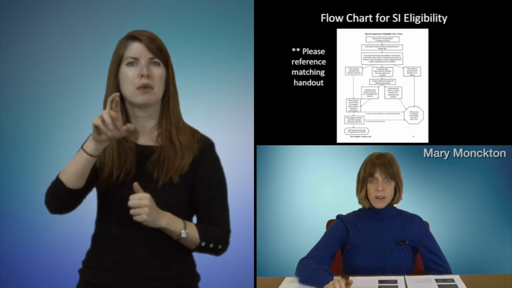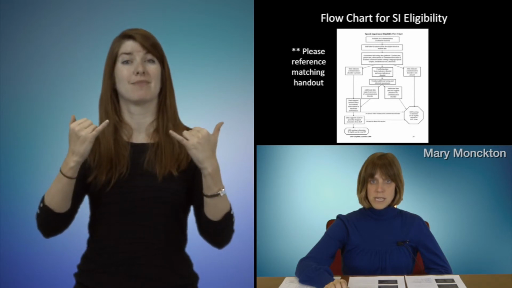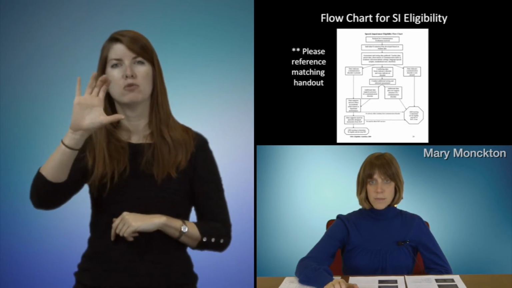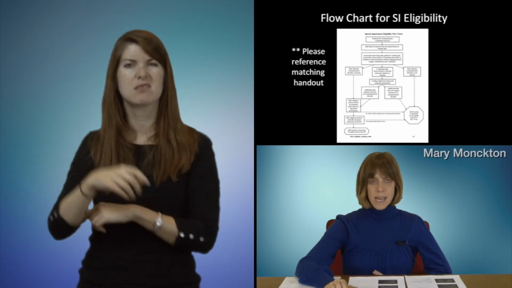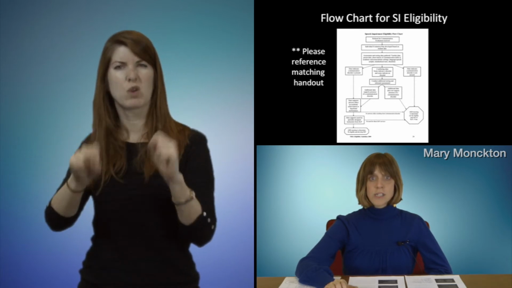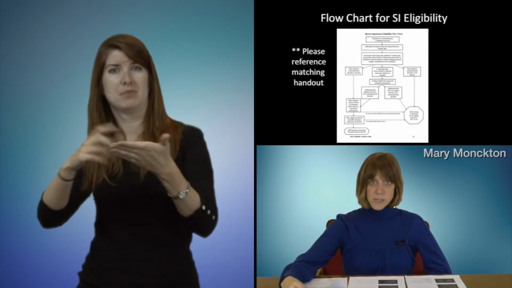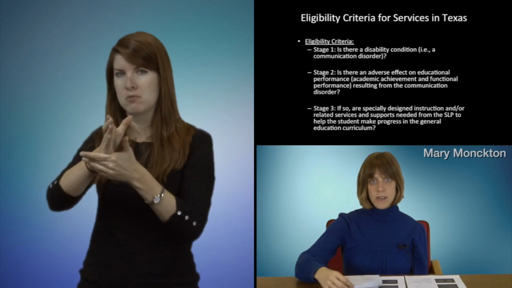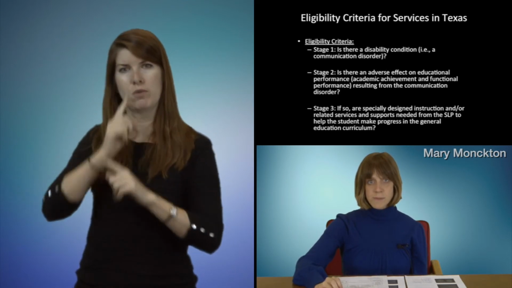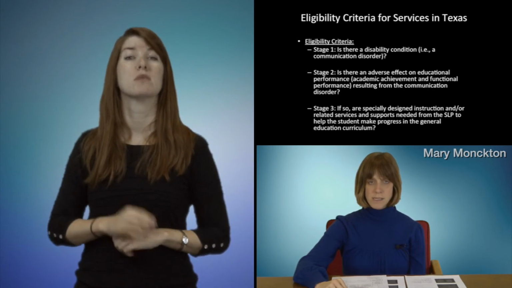This is a flowchart that gives a really good visual about SI eligibility here in Texas. There will be a handout that you can download in order to see this full size, but I thought it was really important to note it here because it specifically discusses speech impairment and how a child meets eligibility for this here in Texas. More specifically, here in Texas, it is a 3-tiered eligibility process.